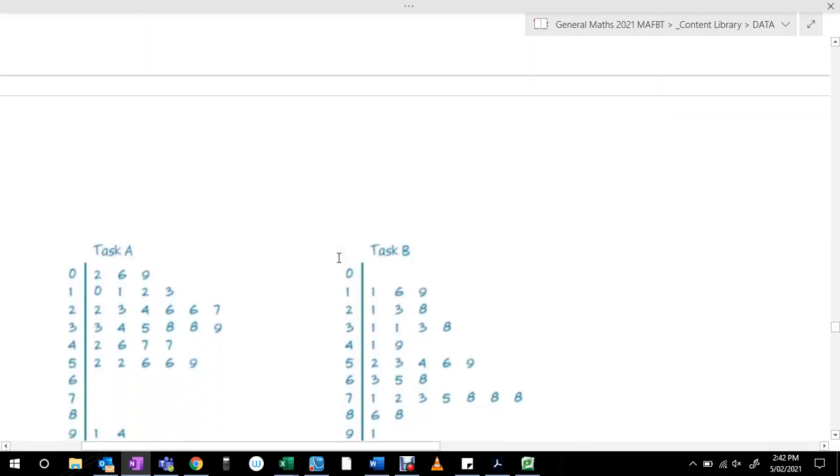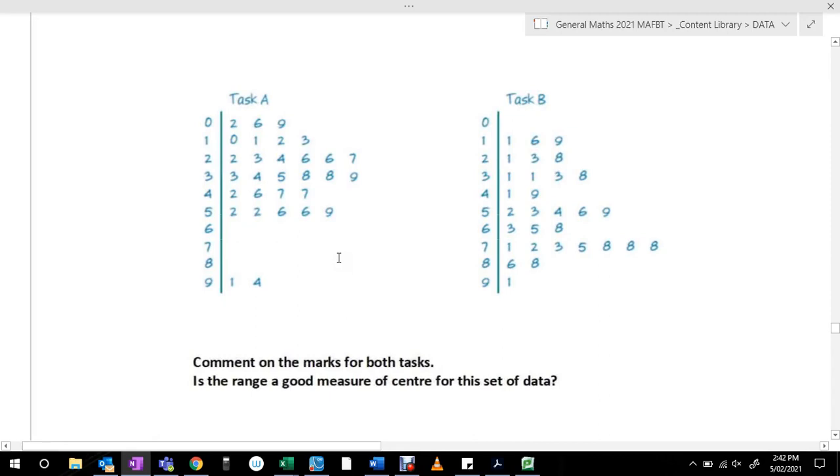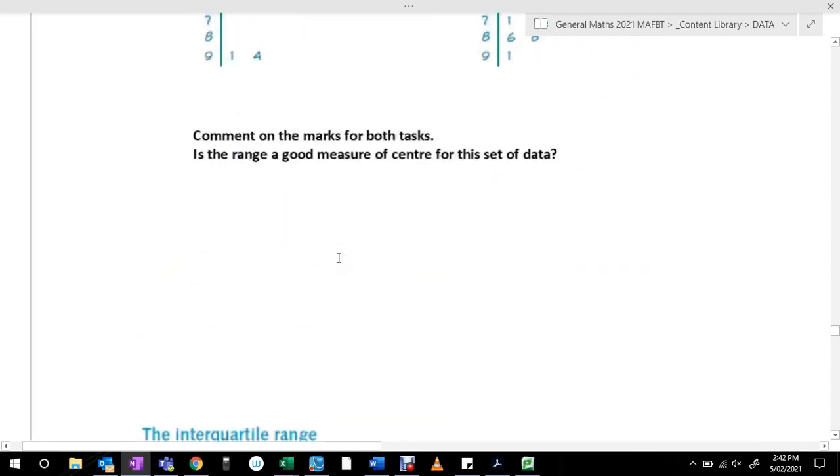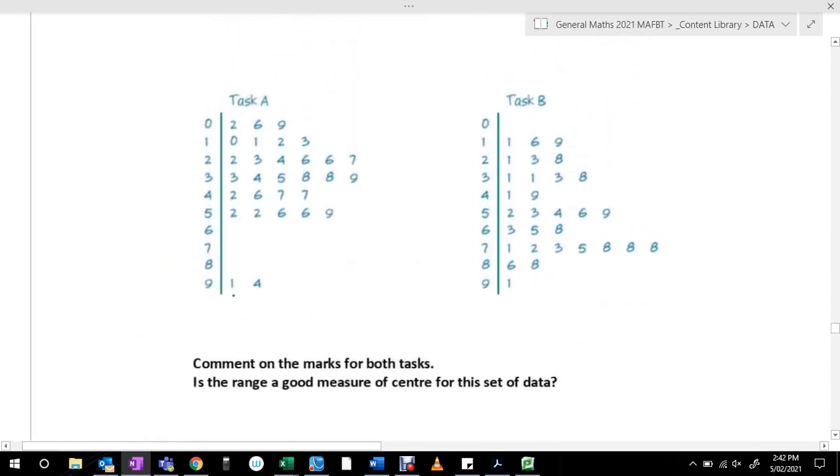For these ones, comment on both for the range. So really easy. How do we read this, guys? What's the highest number? 94. And the lowest number? 2. So the range is 92. This one here as well, same thing: 91 minus 11, 80.